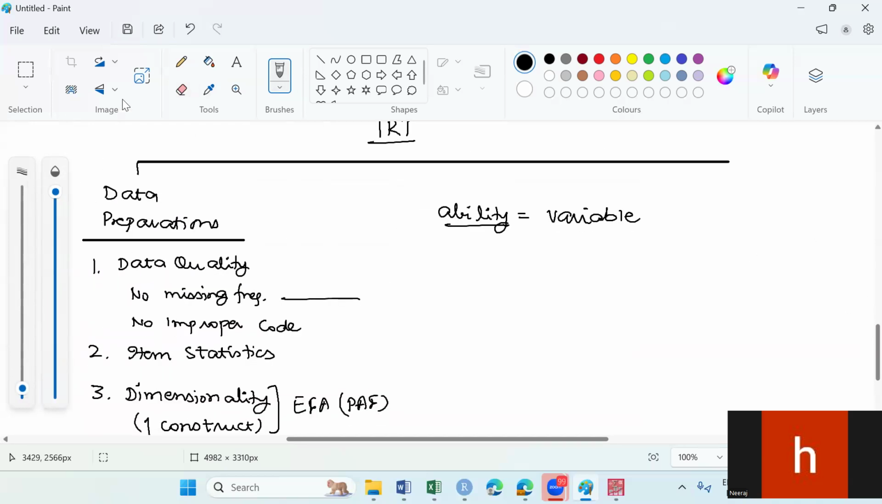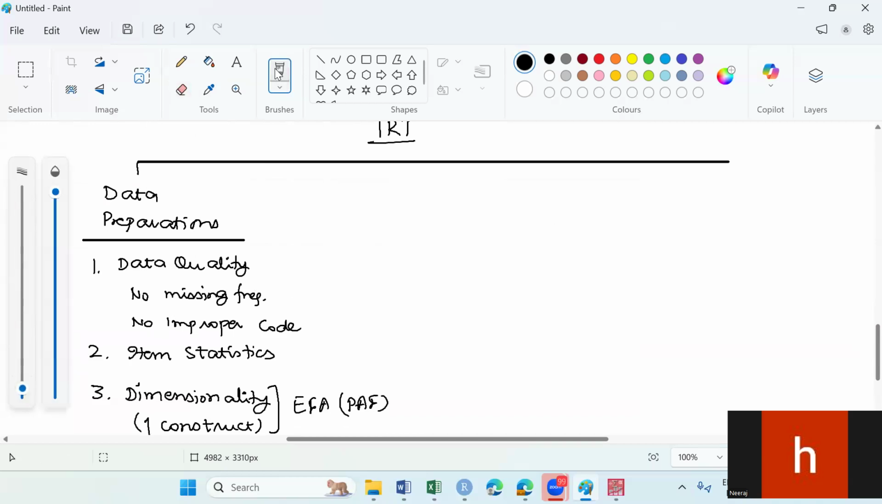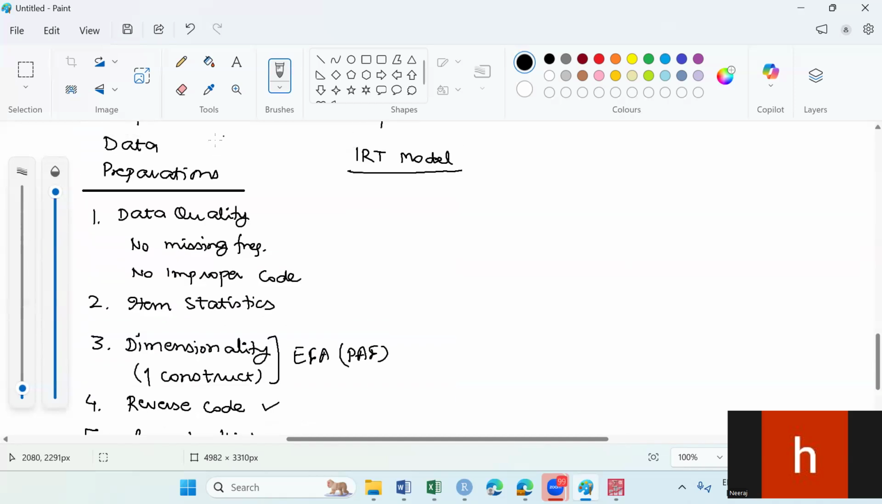Let's go for the second dimension. Number 2 will be the model, the IRT model. This is actually something which took me years to understand. I started reading about IRT somewhere in 2020, and it's been 5-6 years now. There are separate models. There is 1PL, 2PL, where P means parameter and L means logistic, 3PL, graded, and PCM.